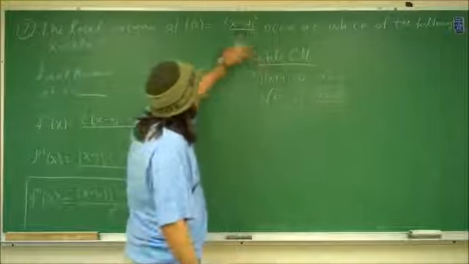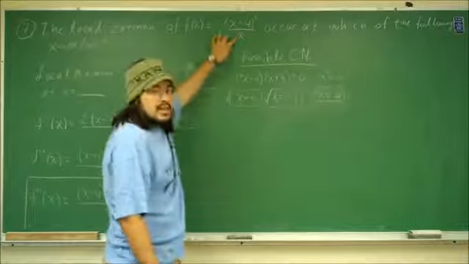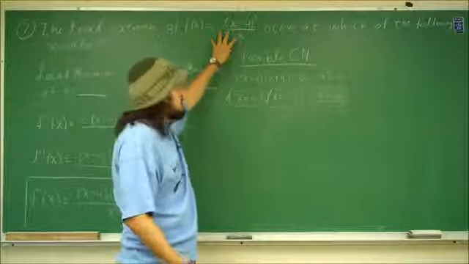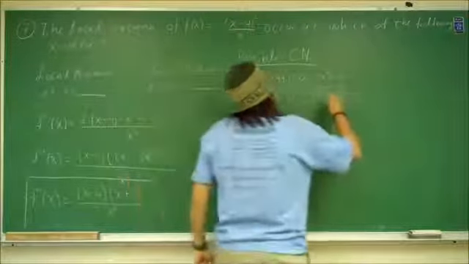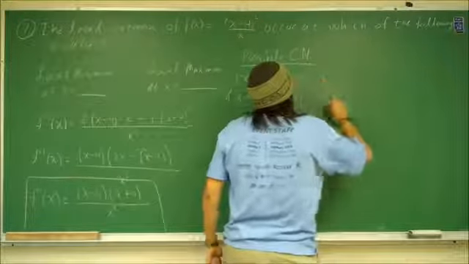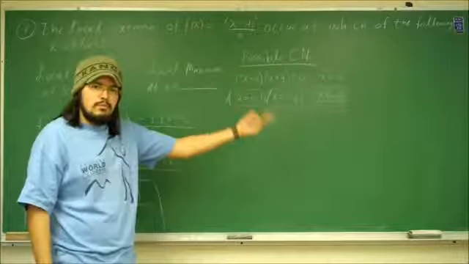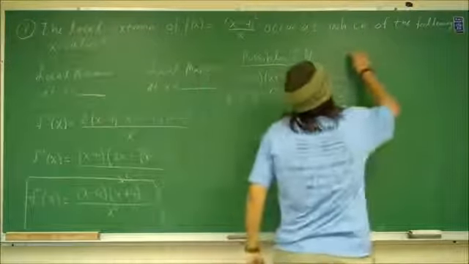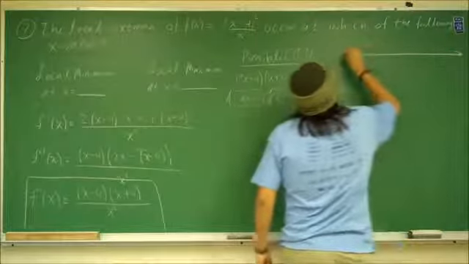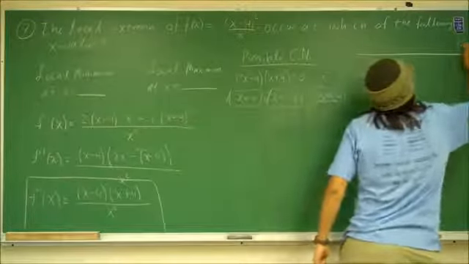But 0 cannot be plugged in here because we get undefined for the original function. So x equals 0 is not a critical number. However, when we draw it on our number line, this is a number line for f prime.